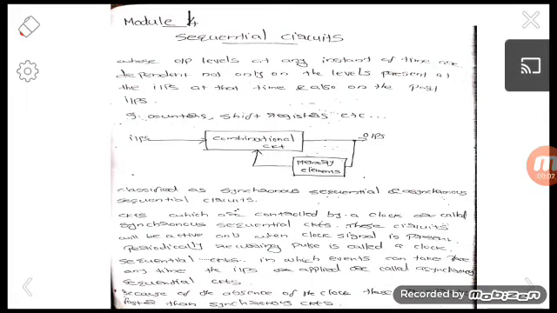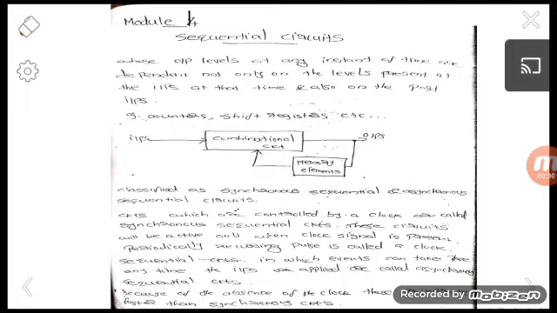Hi all. Today we are starting our fourth module, that is sequential circuits. In the third module we discussed combinational circuits, and I already said that combinational circuits will not have memory, but sequential circuits will have memory. That is the main difference between combinational and sequential circuits.